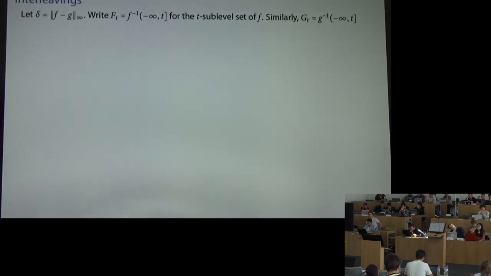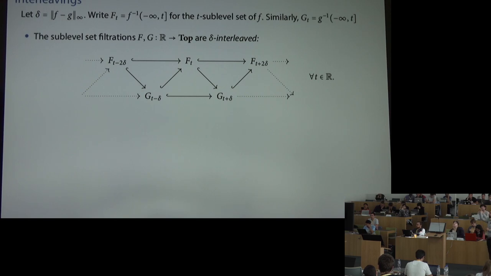And that's just making the same thing formal here, talking about functions. So we have two functions, f and g. Their infinity distance is delta. And capital F_t is my notation for the sublevel set of f at the level t, and similar for g. And then we have a diagram like this. You see, this is exactly what we've seen before. We go zigzag between F_t, G_{t+delta}, F_{t+2delta}, and so on. That's what we call an interleaving.